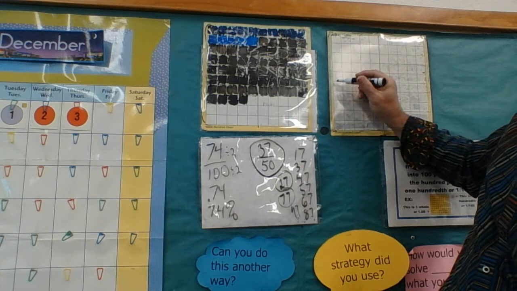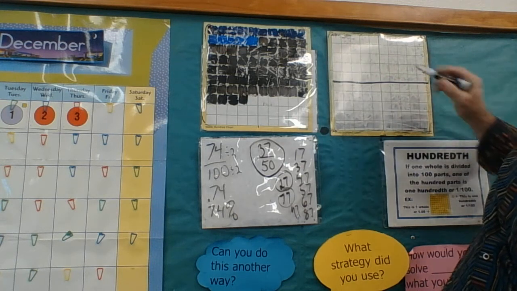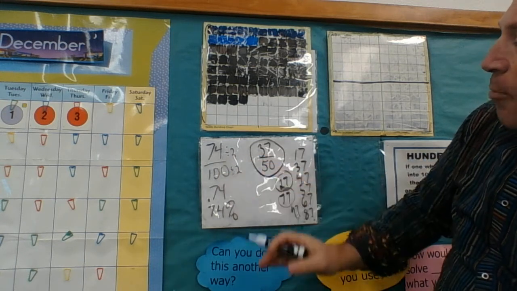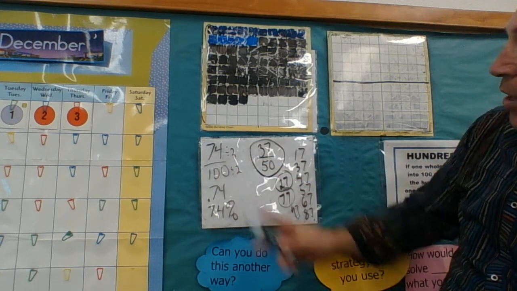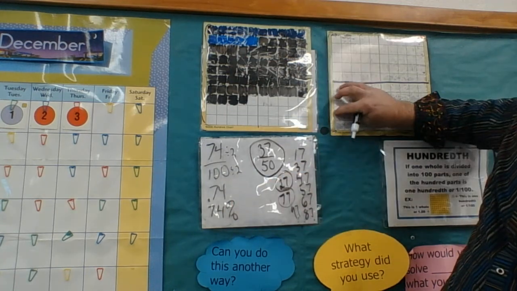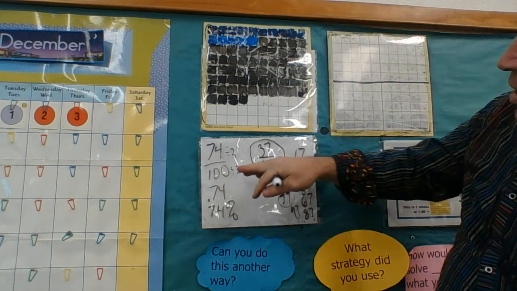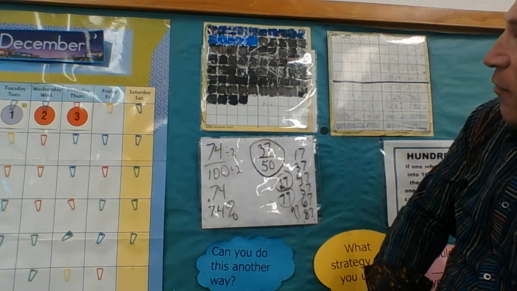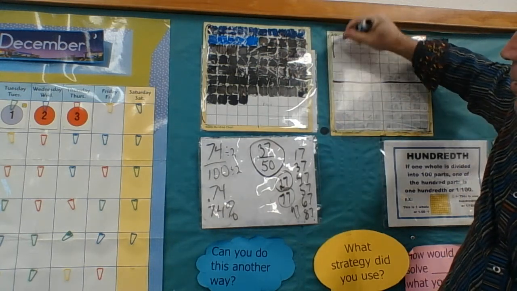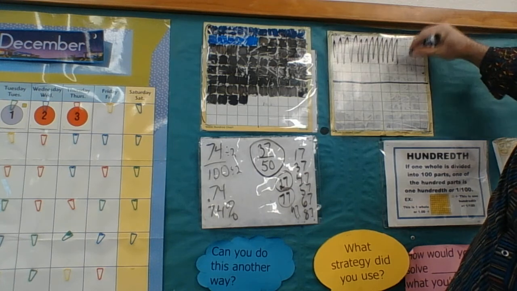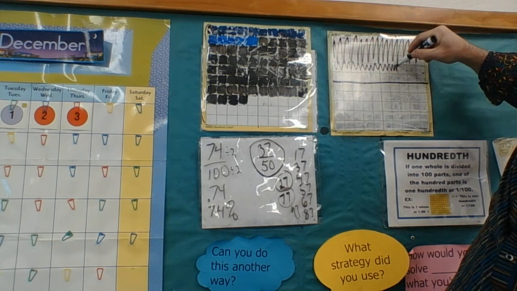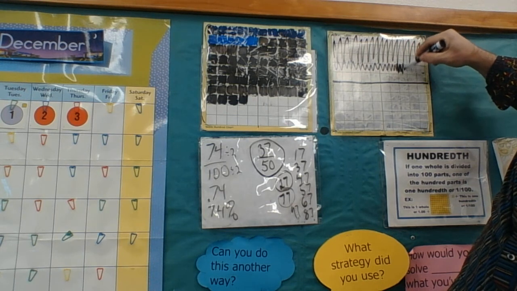If I divide both sides by 2, I would cut my whole up into 2, because the denominator is always how many pieces the whole has been cut up into. In my original, it was cut up into 100 pieces, but because I'm dividing by 2, I'm cutting the 100 in half. And because I cut the 100 in half, I have to cut the 74 in half. So if I cut 74 in half, for time's sake, I'm just going to finish. I get 30, 1, 2, 3, 4, 5, 6, 7.